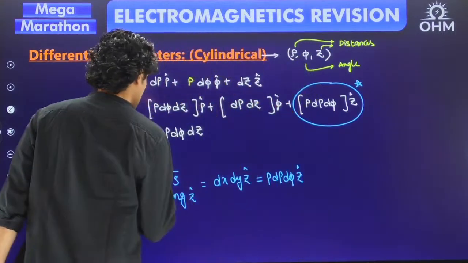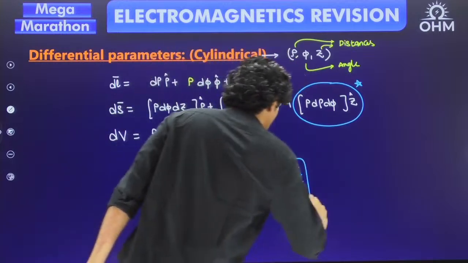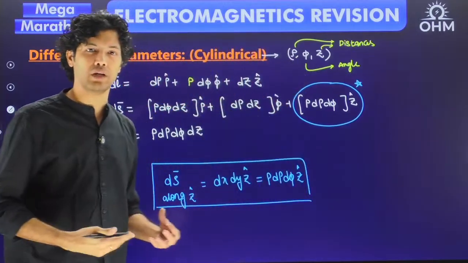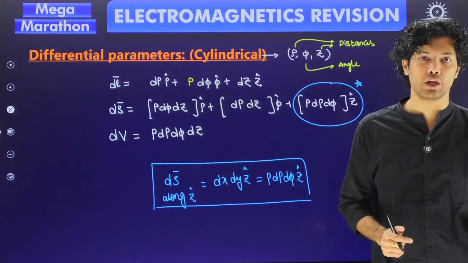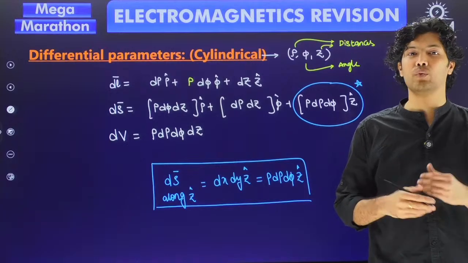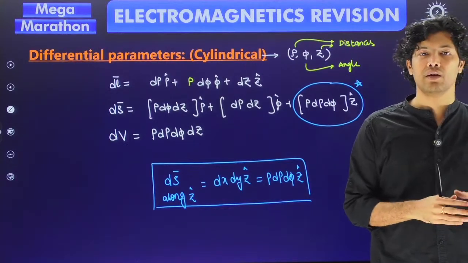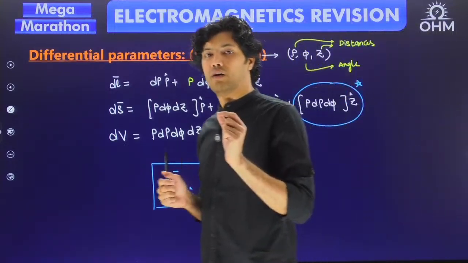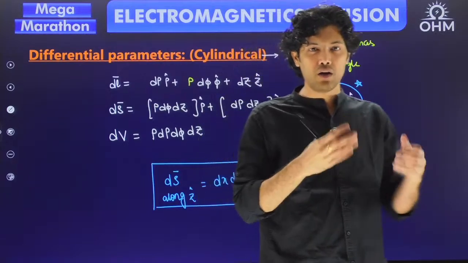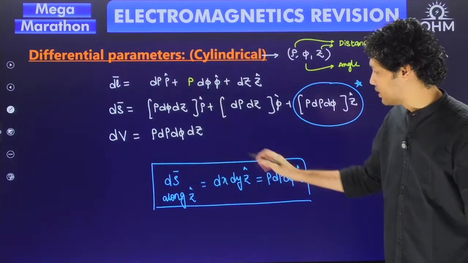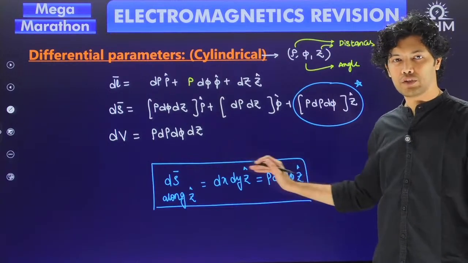So wherever we see dx dy, can I replace that with rho d phi? Yes. If it is required, we can definitely write dx dy in terms of rho d phi. This is what examiners are doing in the current times. They are giving you half of the data in the cylindrical coordinate system, the other half in the rectangular coordinate system. So ultimately you have to do vector conversion, converting your data from rectangular to cylindrical or cylindrical to rectangular.